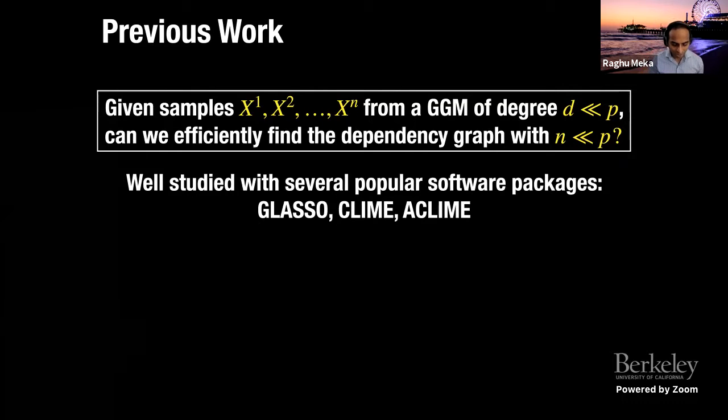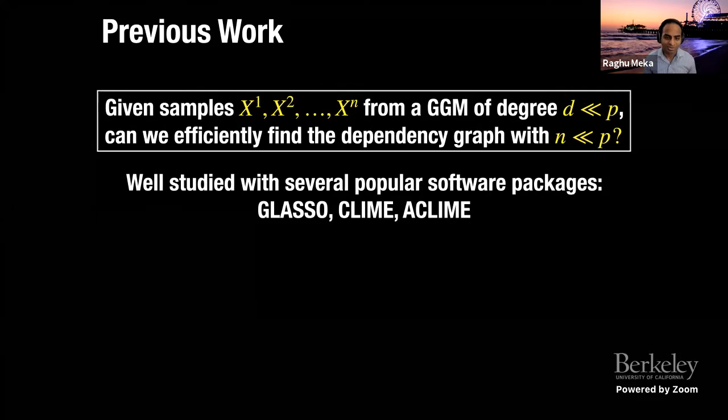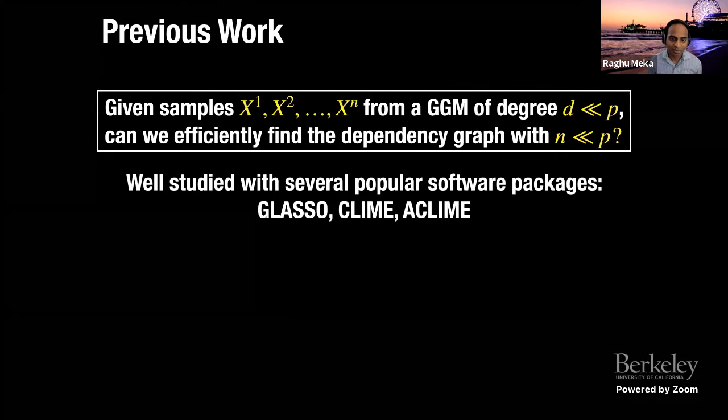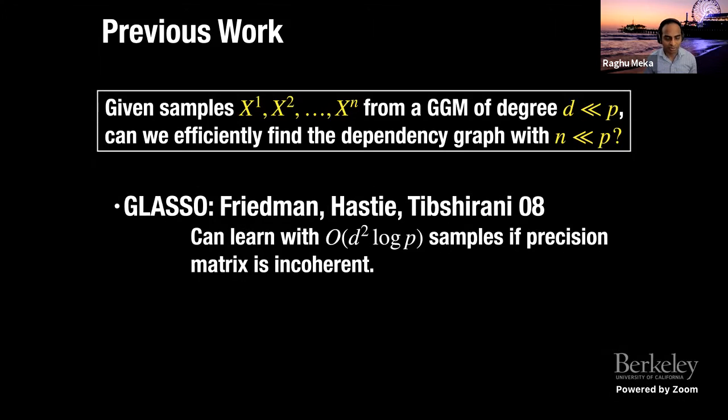So there's been a lot of work on learning Gaussian graphical models, especially these popular packages which are used in various domains. For example, when I was doing some literature search, I found that a lot of literature in psychology uses Glasso and Clime to fit GGMs to the data that they have. Right. So let's look at what these methods show.